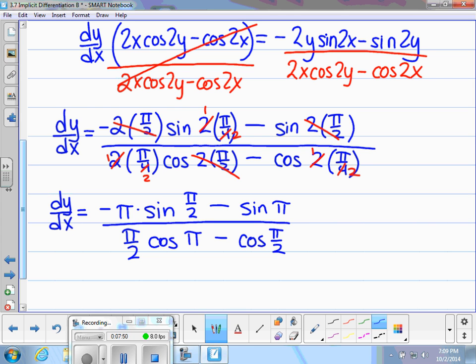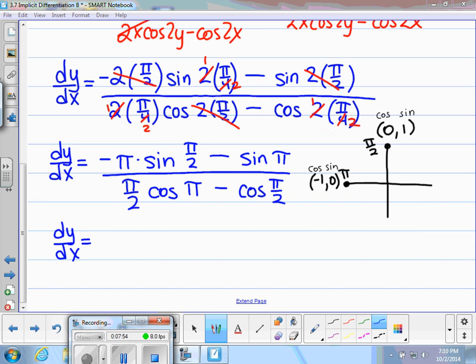Okay, and really quickly I'm going to sketch a little unit circle here to help me. Alright, so there's my little unit circle. At pi, the coordinates are -1, 0, and at pi over 2 the coordinates are 0, 1. So I'm going to go ahead and put in my coordinates here. Negative pi stays negative pi times the sine of pi over 2. So I go over to pi over 2 and I see that the sine is 1. Okay, so that's 1. Minus the sine at pi. At pi, sine is 0, so that's a big fat 0.